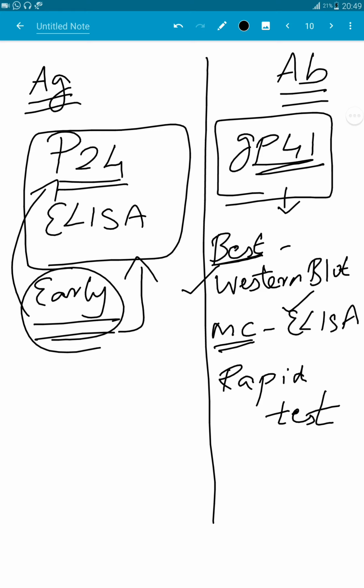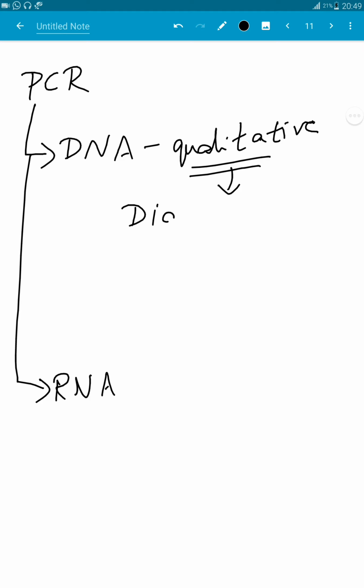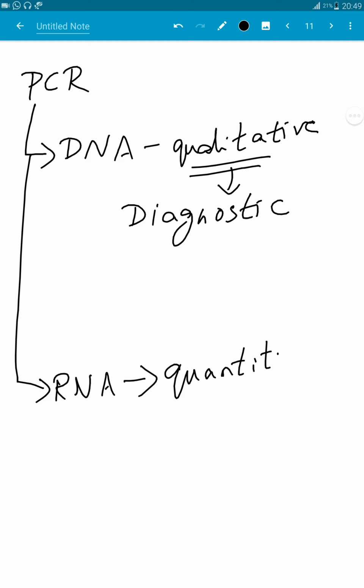Next we can see about PCR. In PCR we can do DNA or RNA. DNA PCR is qualitative and used for diagnosis. RNA PCR is quantitative, showing how much viral load there is, so we can use it as a prognostic factor, a prognostic index.